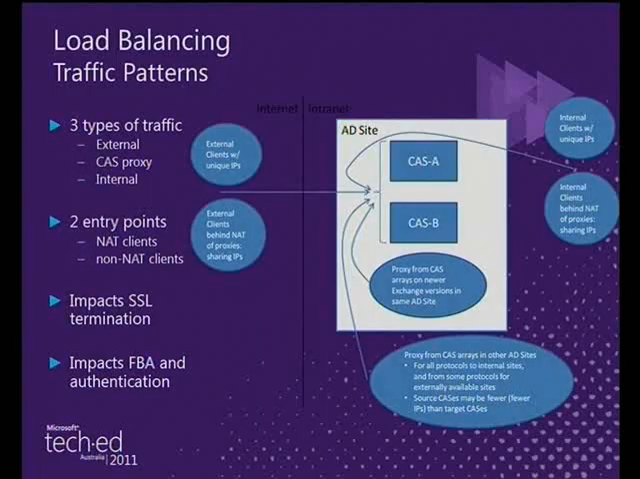So not just do we have trusted internal clients and untrusted external clients, we may optionally also have the concept of CAS to CAS proxy. The two most common ones, and the ones we'll talk about today, are the internal clients and external clients as dependency on NAT. But from a load balancing perspective, what we're saying here is that you may have more than one VIP.